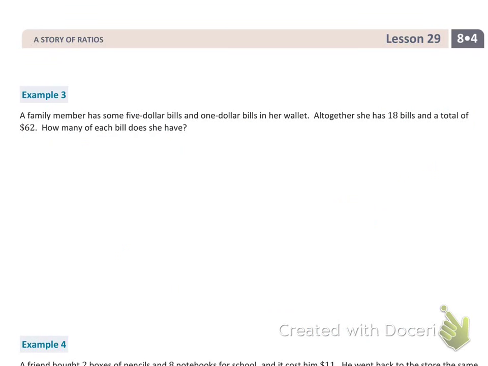All right, let's look at another example. Example 3, a family member has some $5 bills and $1 bills in her wallet.